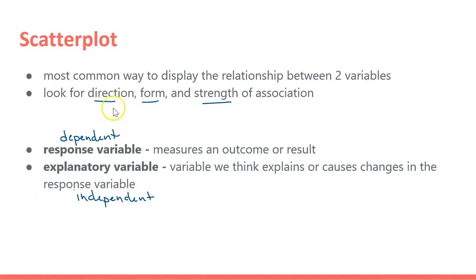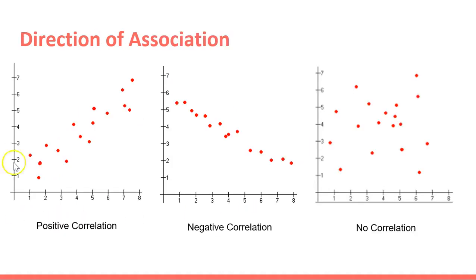Okay, so DFS, direction, form, and strength, that's something you need to be able to look at a scatter plot and describe. So when we're talking about direction, it's generally either positive or negative. As we go left to right, the dots are mostly going up, mostly going down, or there could be no correlation. There's no real form here to these, so we would say this has no correlation.